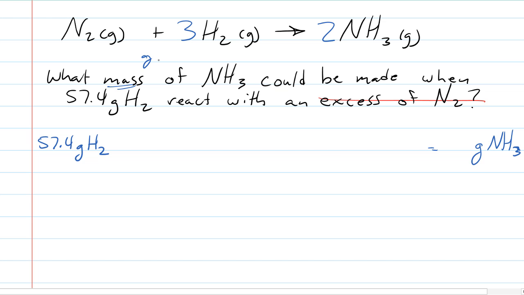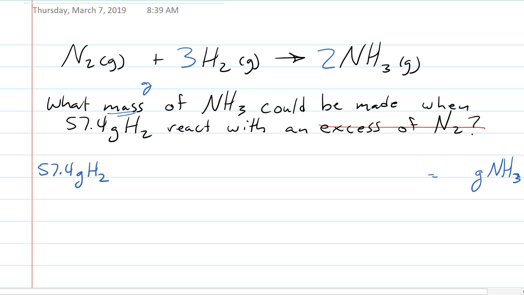So let's go ahead and do this one here. Now in order to bump up and use the chemical equation, we need to remember what these coefficients stand for. Now the coefficients could stand for molecules. We could say that 1 molecule of N2 reacts with 3 molecules of H2 to make 2 molecules of NH3. Or they could stand for moles.